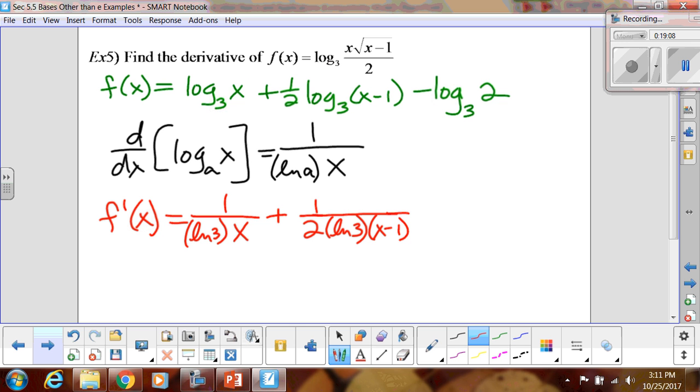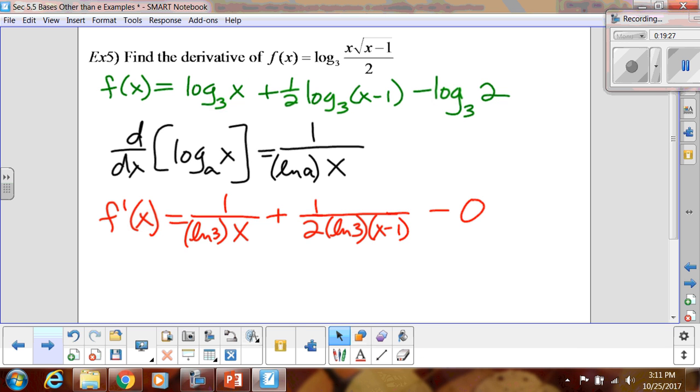Okay. And then remember the derivative of x minus 1 is simply 1. So I would have that in the numerator, but that's just the same thing. And then the derivative of log base 3 of 2, that's a constant. So I'm going to be subtracting 0. So let's simplify this a little bit.